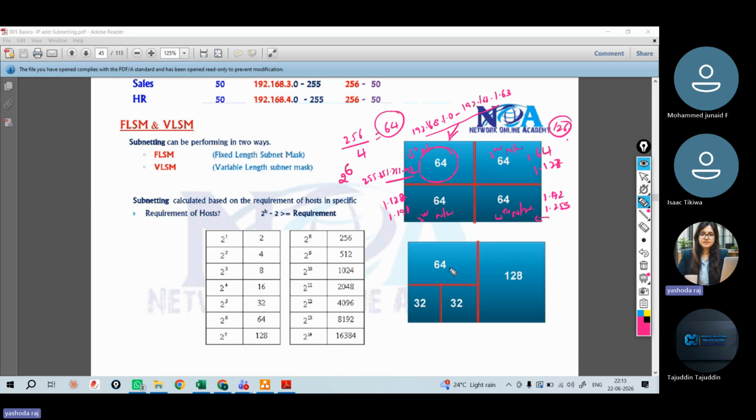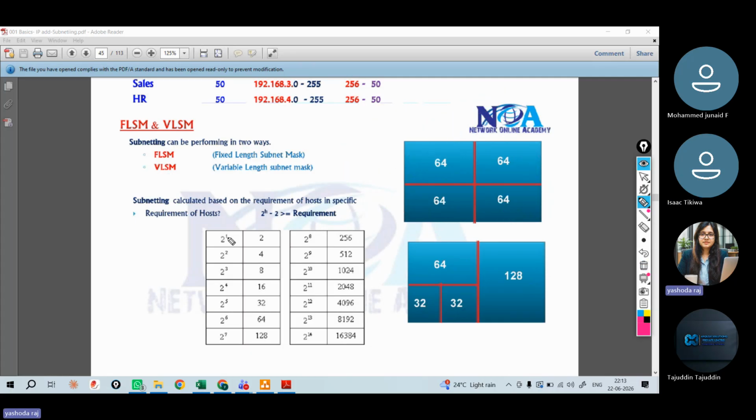Whereas in this case, see here I have 64 hosts. Here I have 32 hosts. Here I have 32 hosts. Here I have 128 hosts. So here the subnet mask keeps on varying. That is why it is called variable length subnet mask. Is this clear, Junaid?